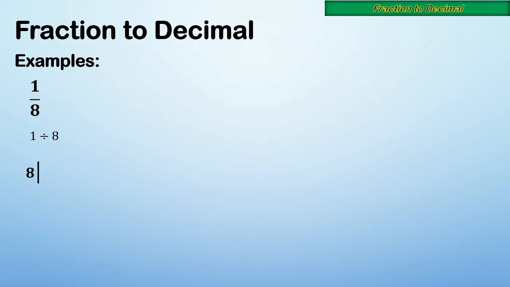Okay? 1 divided by 8. You can have that 1 in our long division. 1 divided by 8 is 0.